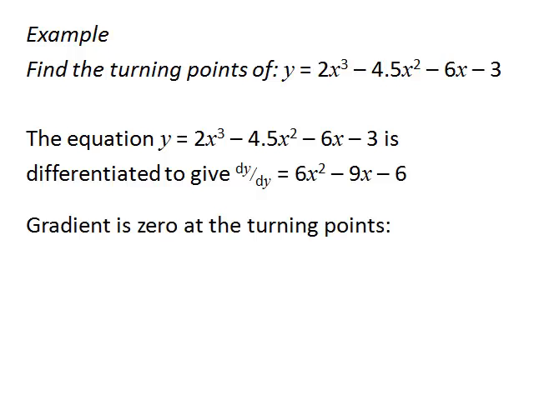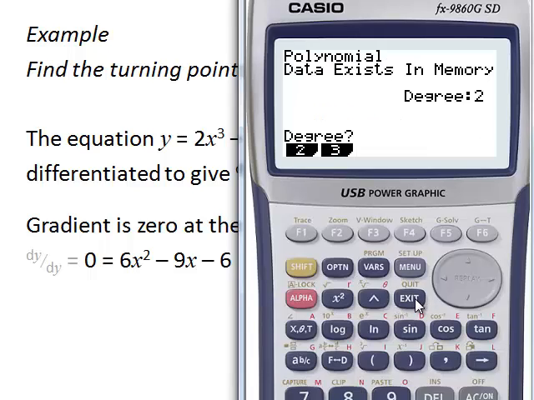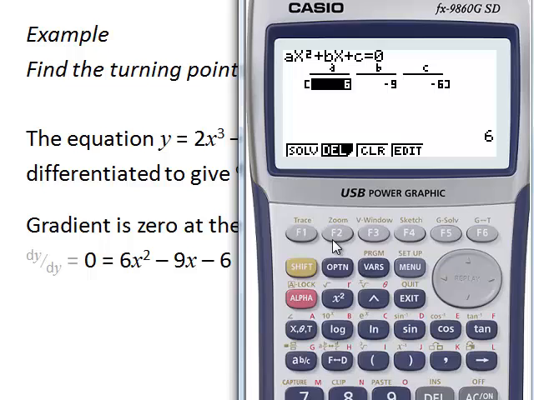And the gradient is 0 at the turning points, so we can set that our gradient is 0 at the turning point, and our gradient is also equal to this at every point. That, of course, is a quadratic, and we can solve it on our calculator. It's degree 2, it is 6, minus 9, minus 6. When I solve it, the solutions are 2 and minus 5.